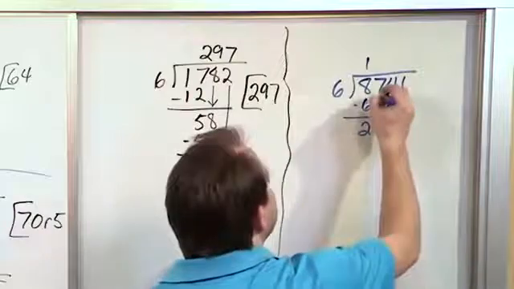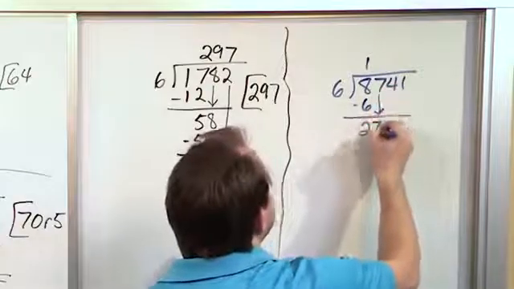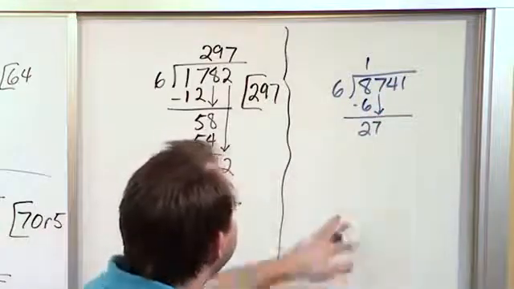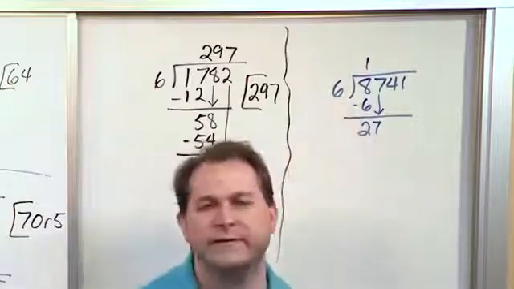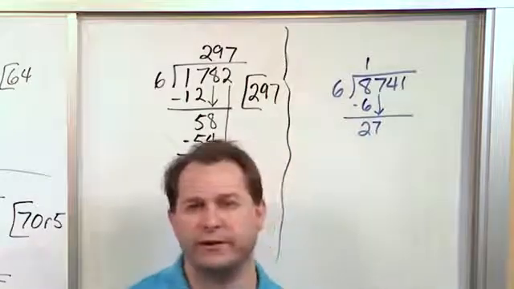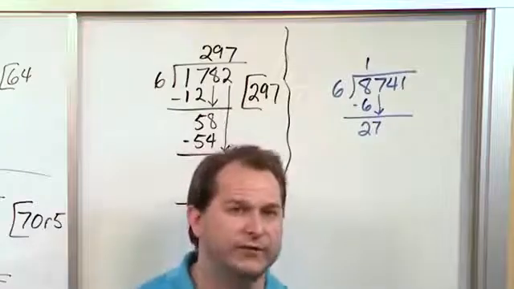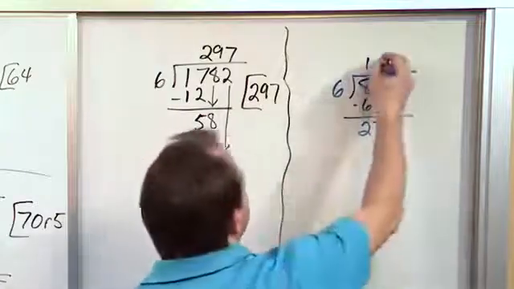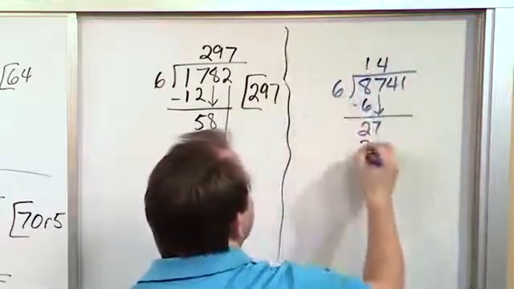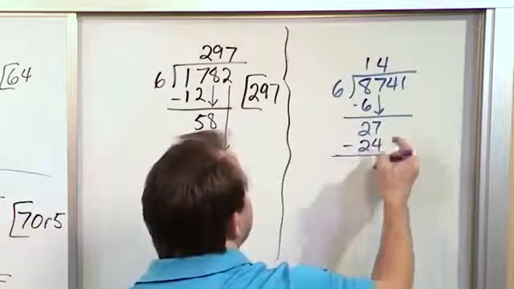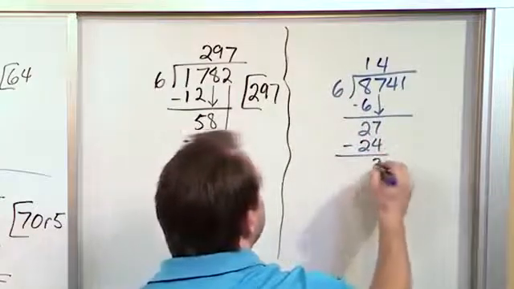8 minus 6 is 2. After the subtraction step, we go up to our problem, and we grab the next digit and put it down here. Then we try to divide again. How many times will 6 go into 27? 6 times 4 is 24. 6 times 5 is 30. That's too many. So it only goes 4 times. We put the 4 there. 4 times 6 is 24. And we subtract. 27 minus 24 is just 3.